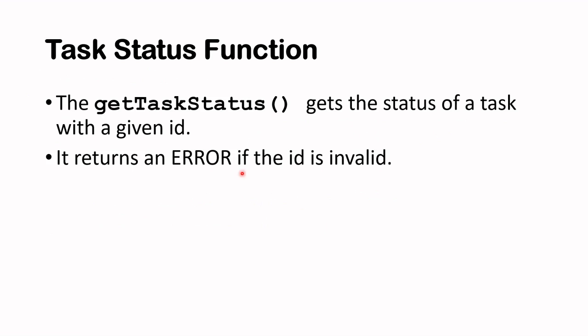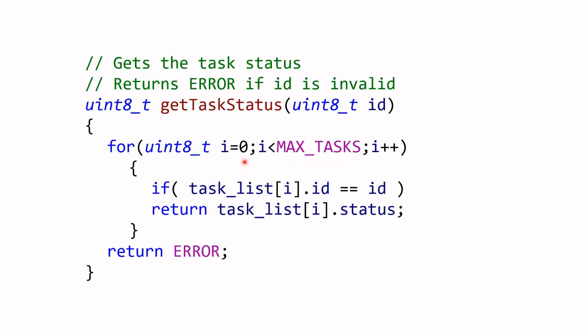Now the next function is the get task status function. Basically, this function is to get the status of a task with a given ID, and it will return an error if the ID is invalid. And here is the C code for it. It's pretty straightforward. It checks for the status of the ID, and if the ID is invalid, it will return an error.